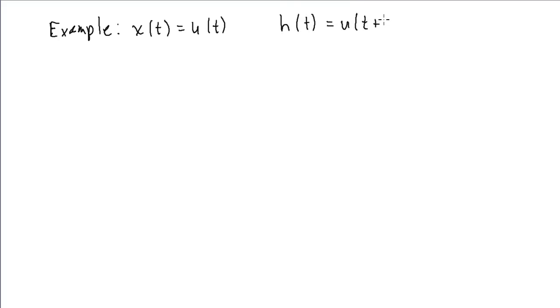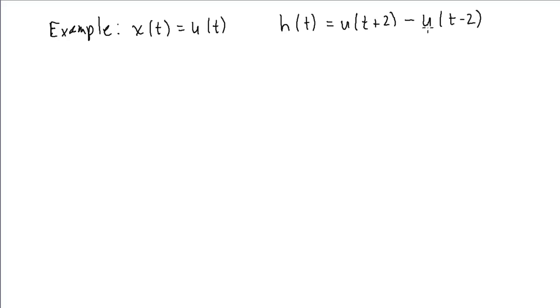Okay, let's take a look at a second example, convolution example. Here we will convolve a unit step with a pulse. This particular pulse begins at t equal to minus 2 and then ends at t equal to 2.